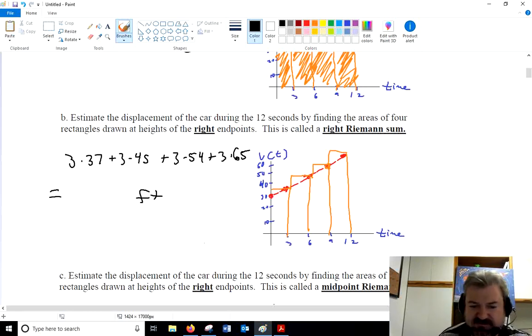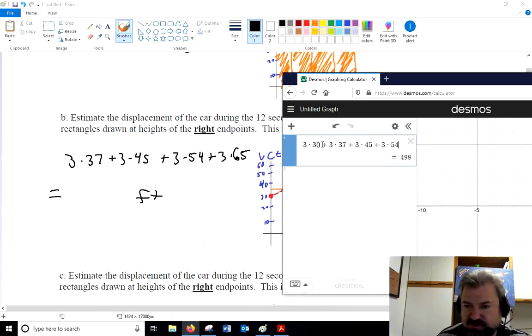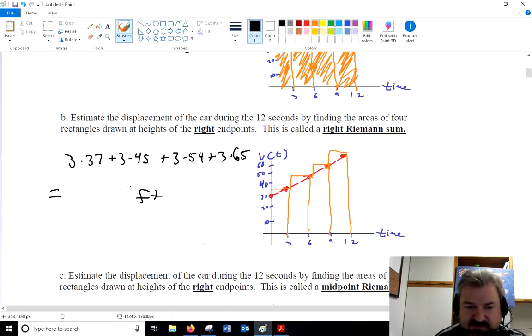And so what that ends up doing is you might notice that we're going to lose this point here, and we're going to gain this one here. So it ends up being 603 feet. So, pretty big difference here between the two. But you can see my area under the curve estimate this time is overestimating.